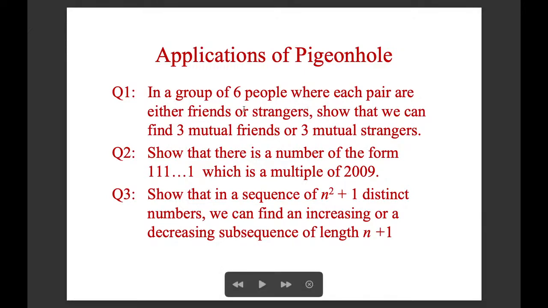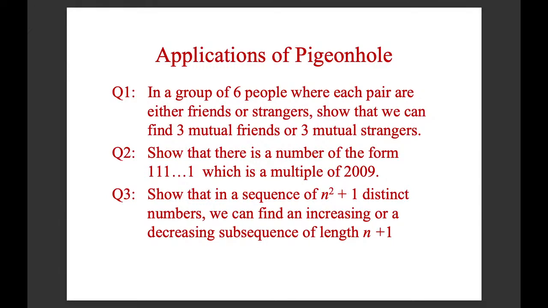You can also describe this using graphs. Assume that we have a complete graph with 6 vertices. Complete means that between any 2 vertices there is an edge. And we assume that the edges are colored. We need to choose a color for each edge, either red or blue. So it is going to be a colored complete graph where each edge is either red or blue. Question 1 says, no matter what happens, we must be able to find either a red triangle or a blue triangle.